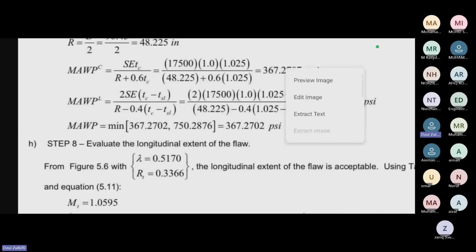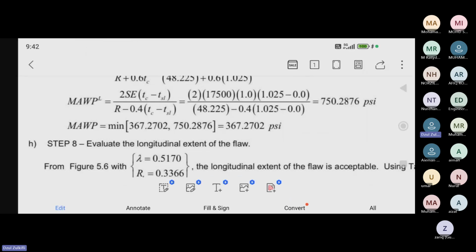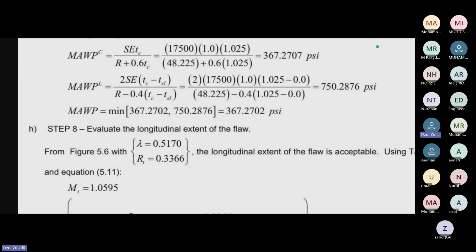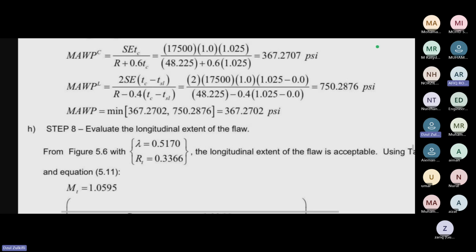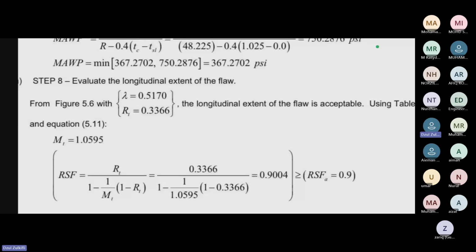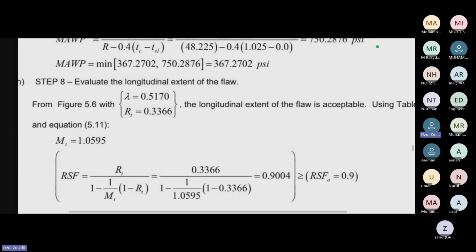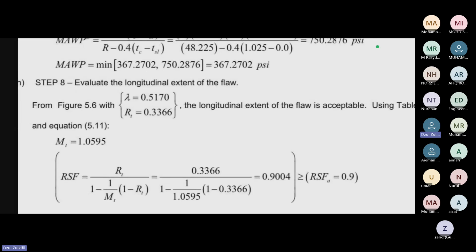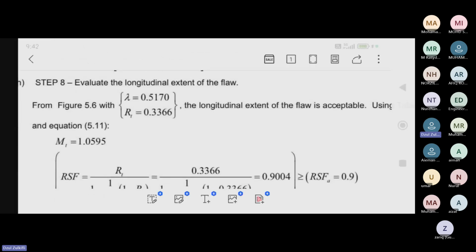Alright. And then after that, we have our longitudinal parameter 0.17. The thickness ratio earlier was 0.3366. And then there are a few other factors that we use. There is this table called the M table, table 5.2, where based on the value of our lambda and RT we take the M value.